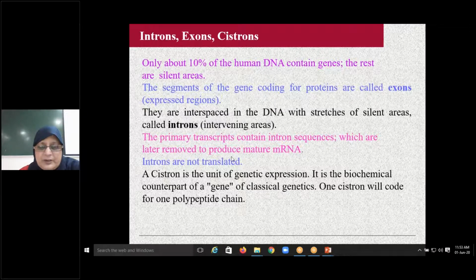Then we have spoken about introns and exons. What is a cistron? A cistron is a unit of genetic expression, said to be the biochemical counterpart of a gene of the classical genetics. And one cistron is supposed to code for one polypeptide chain.